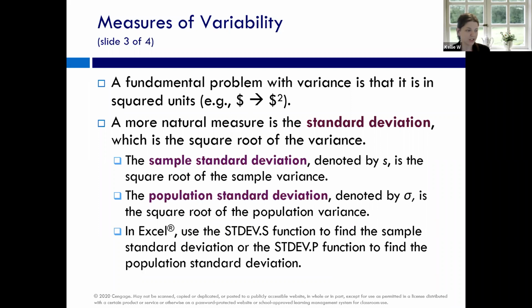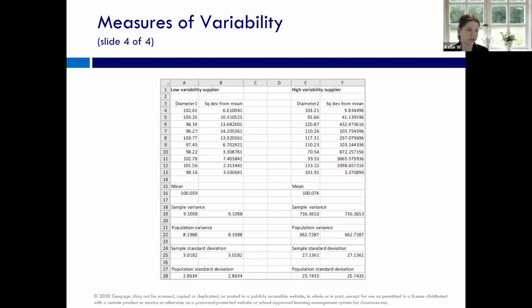So standard deviation is kind of another way of looking at that variance. It just has different units. Variance is in squared units, and standard deviation gets rid of that square by taking the square root of it. So we would just use STDEV.S to calculate standard deviation.